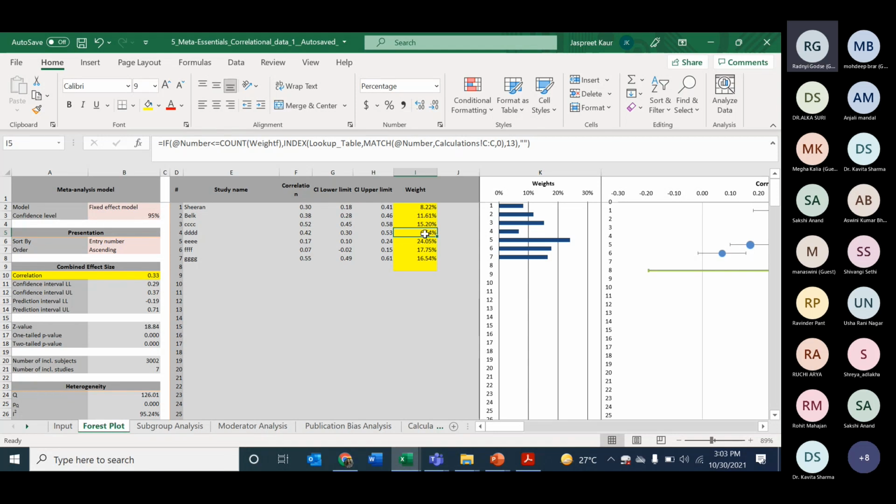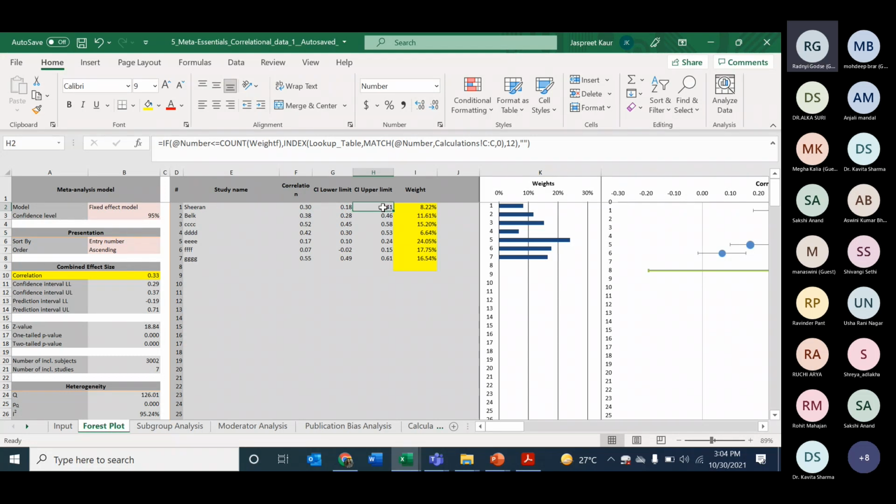Okay, so these weightages that you see in front of you are not being given on the basis of whether the paper is good or bad or A category or B category or published or not published. No, the weightage is not assigned by the researcher. The weightage is being calculated by the software on the basis of 2 values that you have given it, one being correlation and second being sample size. That's it.